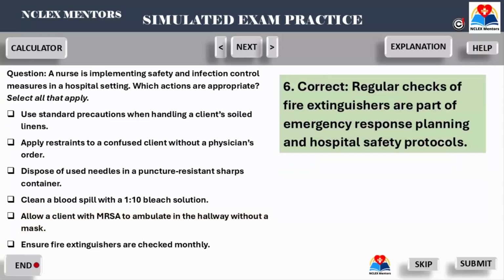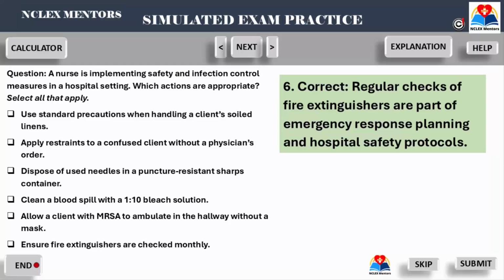Option 6. Ensure fire extinguishers are checked monthly. Yes, and this one often gets overlooked. Regular checks of fire extinguishers are part of the hospital's safety and emergency protocols. Monthly checks help ensure they're ready in case of an emergency. So the correct answers are 1, 3, 4, and 6.